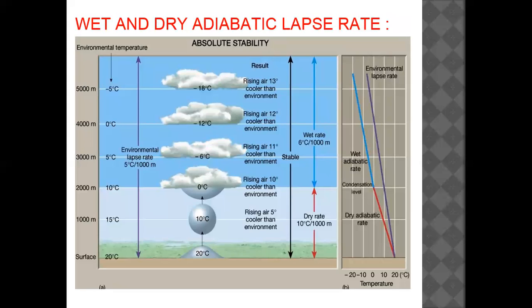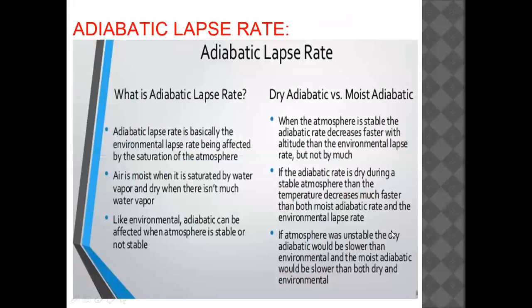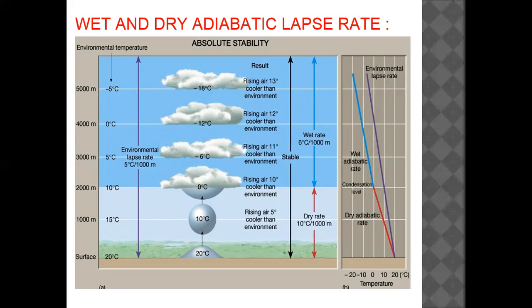So this is the temperature profile curve, the wet and dry adiabatic lapse rate curve. This violet line indicates the normal environmental lapse rate, that is the straight line. But this red line indicates the dry adiabatic lapse rate, when the moisture in the atmosphere is very low, and this blue line indicates the wet adiabatic lapse rate.